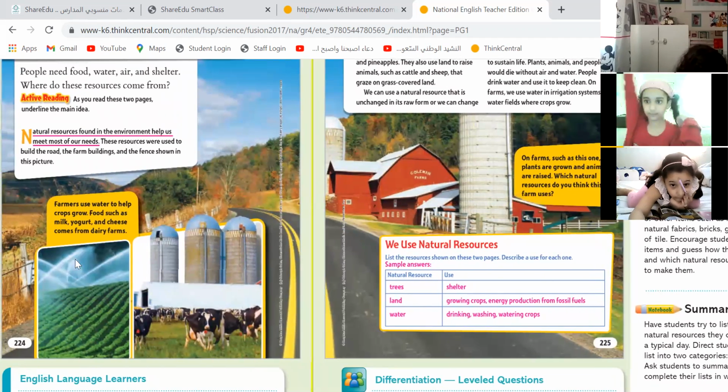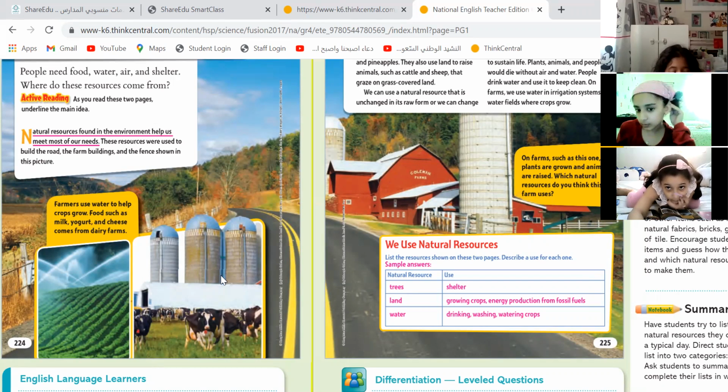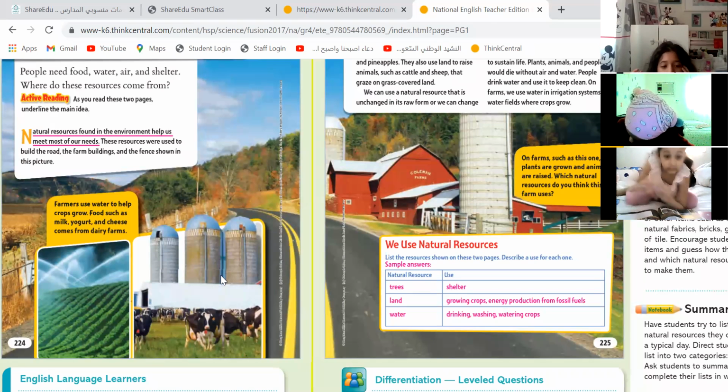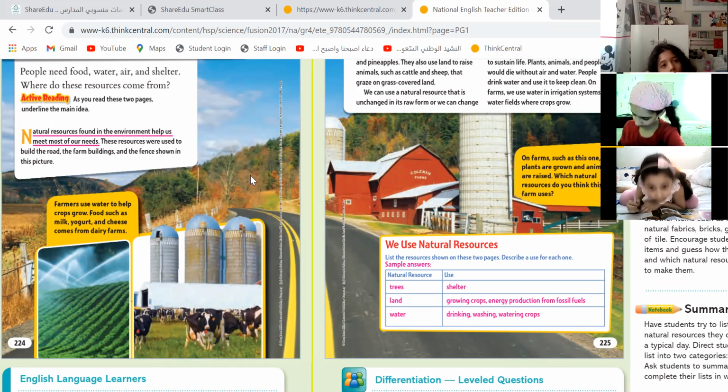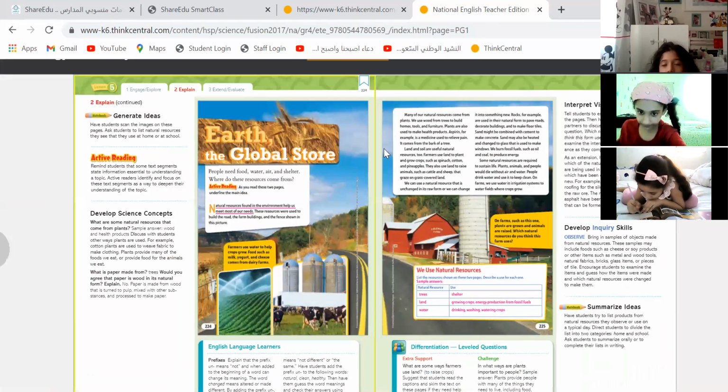They are using water. It's a natural resource. And something else? And grass for the sheep. Yes, excellent. Very good. So they can feed the sheep from grass. Yes, and also they use trees for food. Yes, excellent, excellent.